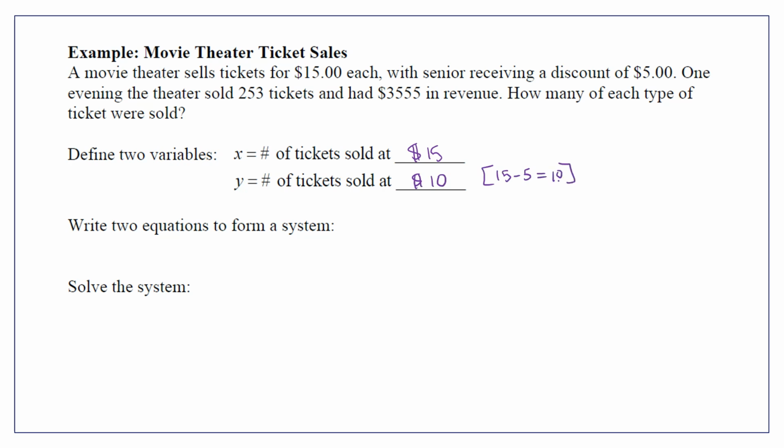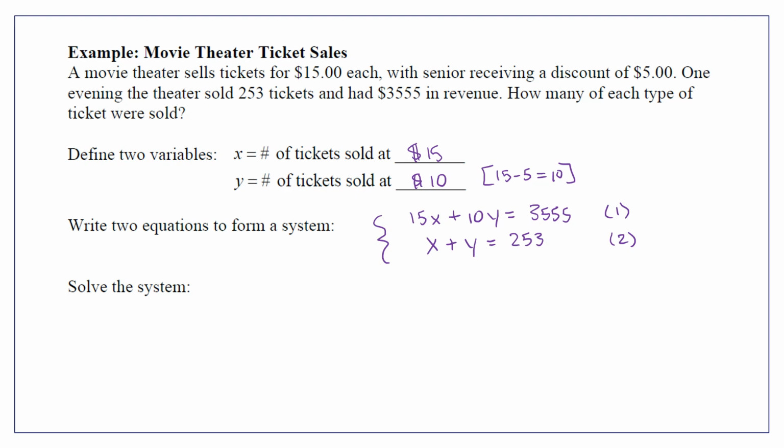Okay. So now we can write our 2 equations to form our system. So we have 15x plus 10y equals 3,555. And we have x plus y equals 253. Both of these equations we found in the first example of this section.